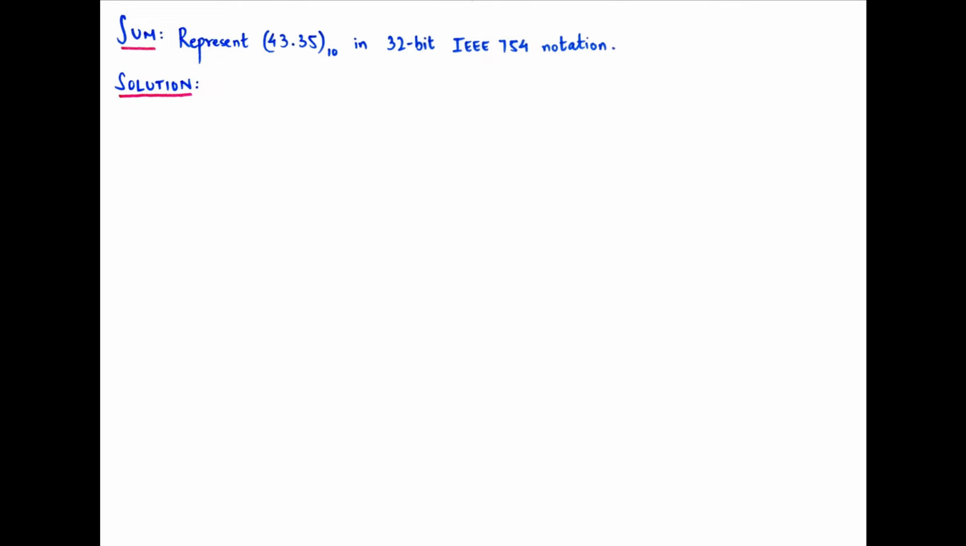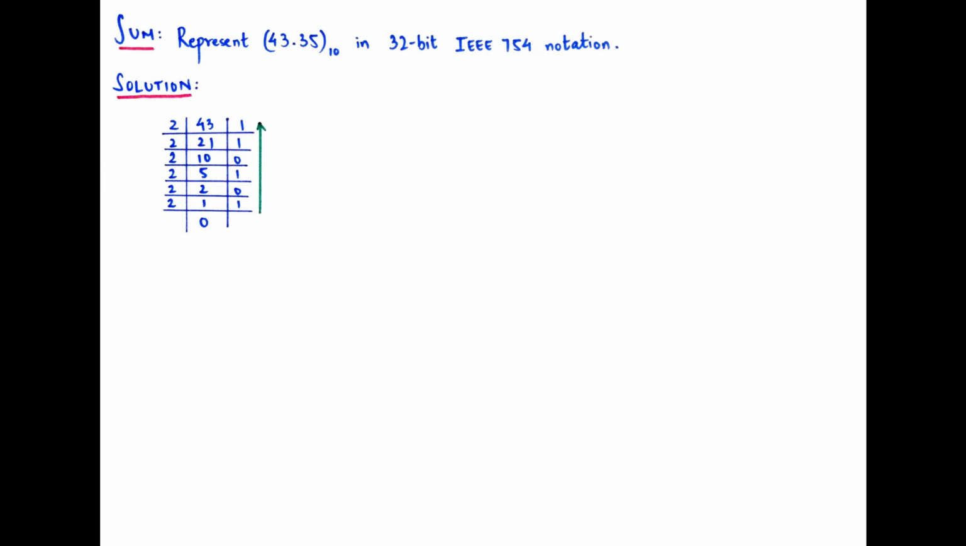First, we convert 43.35 into binary form. This is done by individually converting 43 and 0.35 into their binary forms respectively and then merging both the results together. We find the binary equivalent of 43 by continuously dividing it by 2 until the quotient is 0. We then take the remainders obtained in reverse order. This number is the binary representation of 43.